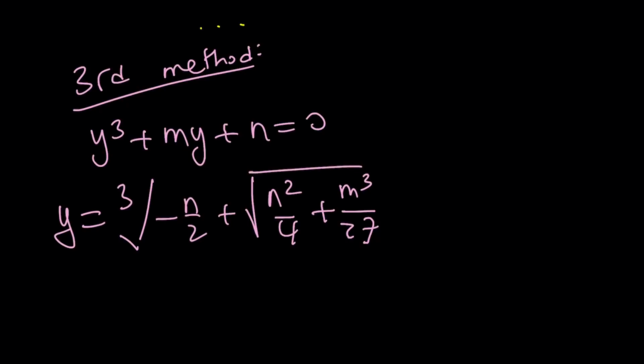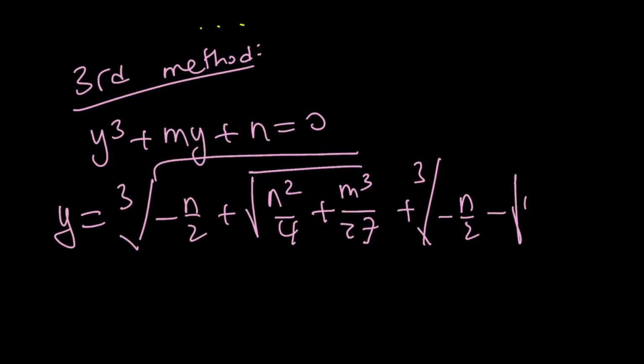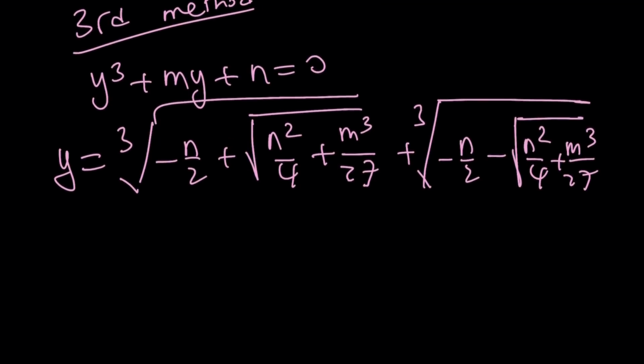Let me rewrite it. So it's going to be one of the roots plus, we pretty much write the same thing, but this time we're going to use a minus sign. Pretty much the same thing, n squared over 4 plus m cubed over 27. Basically, if you can turn your equation into this, you can find the solutions, I shouldn't say very easily, but you can definitely find them.